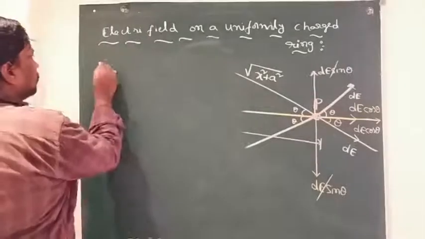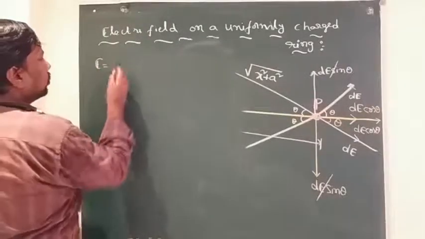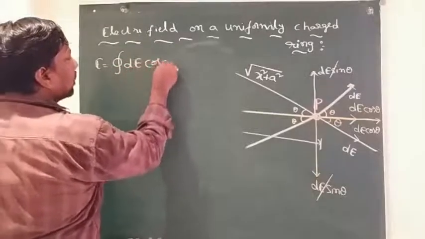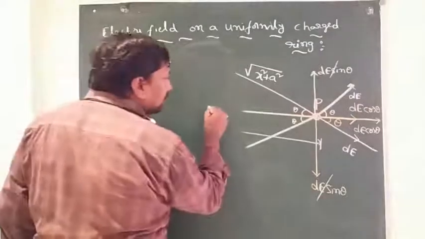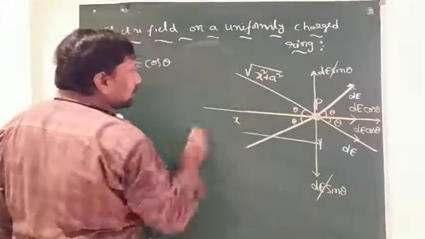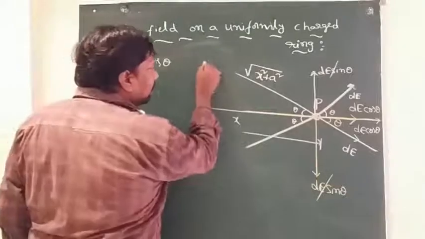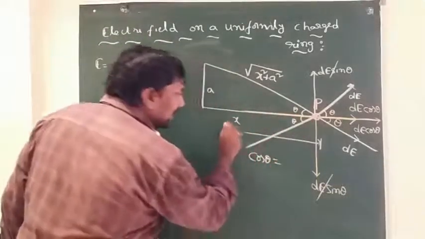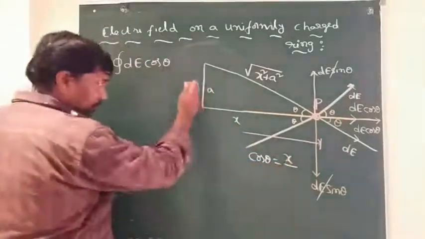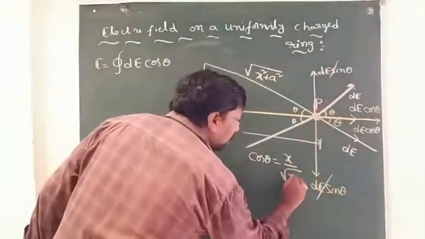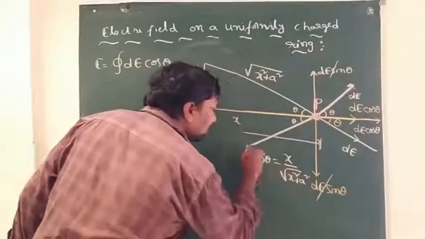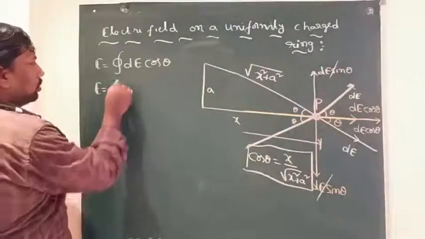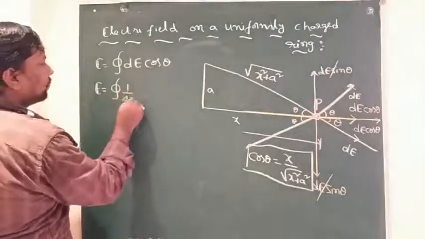So here, total electric field is equal to the integral of dE cos theta. Here, this side is x and this side is a. So cos theta is equal to the adjacent side x by the hypotenuse, root over x square plus a square. This is cos theta.